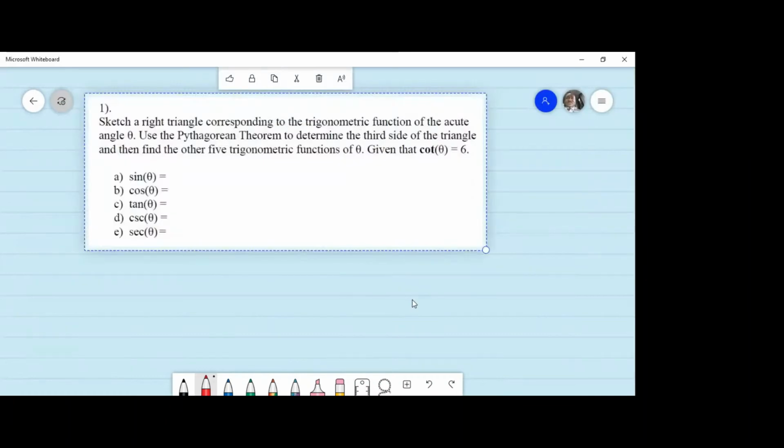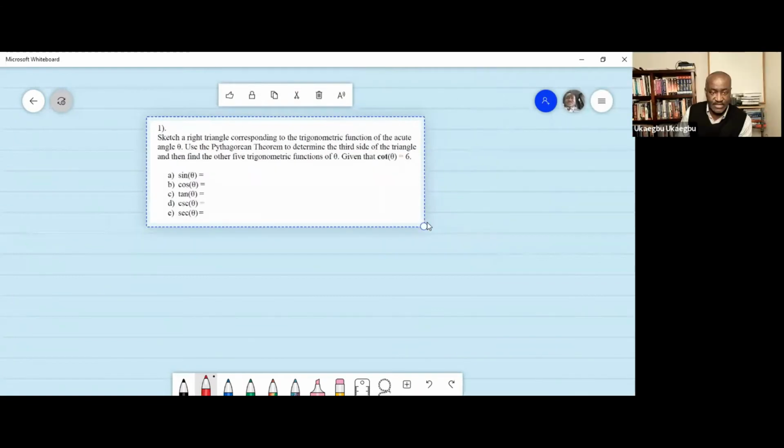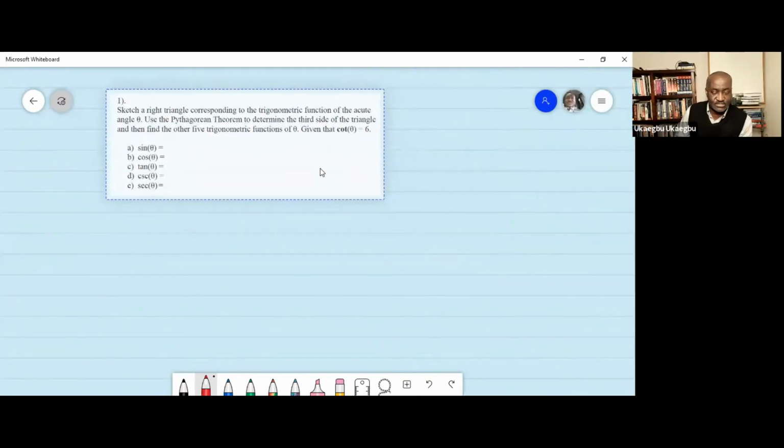Sketch a right triangle corresponding to the trigonometric function of the acute angle theta. Use the Pythagorean theorem to determine the third side of the triangle and then find the other 5 trigonometric functions of theta. Given cot theta equals 6. Okay, so that's the question.